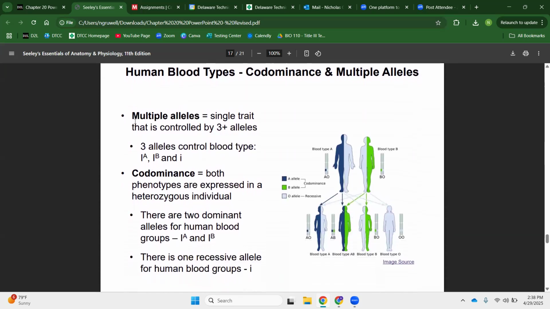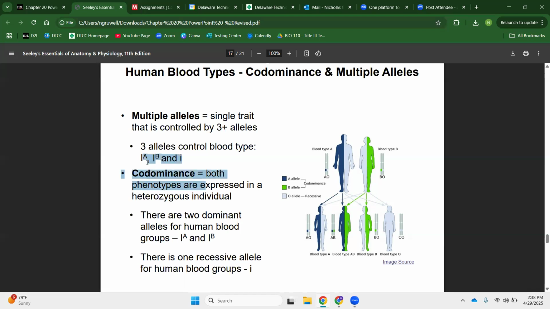So we already talked about this idea of multiple alleles that control blood type. We have three different alleles that control a single trait, but we're going to use the example of blood type here. And we're also going to introduce this concept of codominance. That means that both phenotypes are expressed in a heterozygous individual.